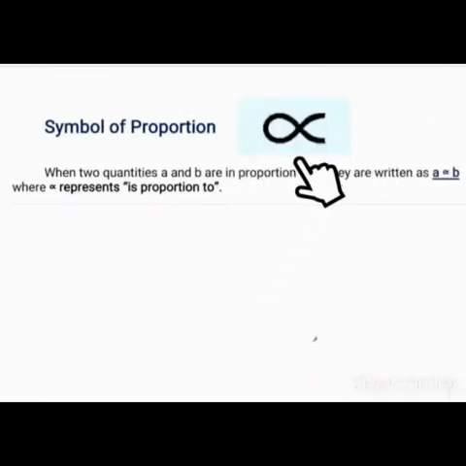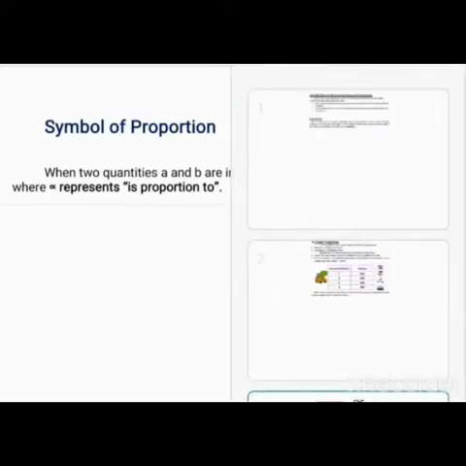Now, the symbol of proportion. When two quantities A and B are in proportion, they are written as A ∝ B, where the symbol represents 'is proportional to'. So we read it as A is proportional to B.